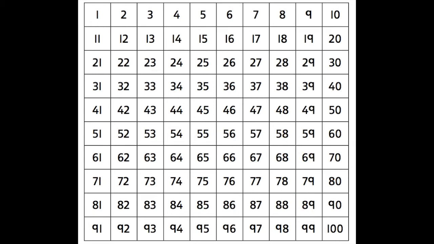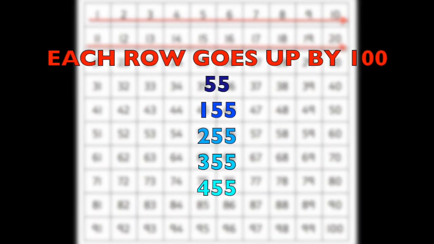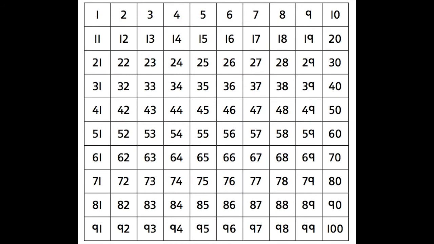Number 4. If you decided to add each row and find out its total, and you try to look for a pattern, you'll notice that it actually goes up by 100 each time. So the first row adds up to 55, the second row 155, the third row 255, the fourth row 355, and so on. So going up 100 each time. Well done if you did that one.